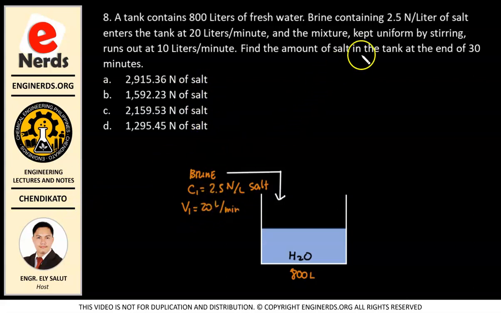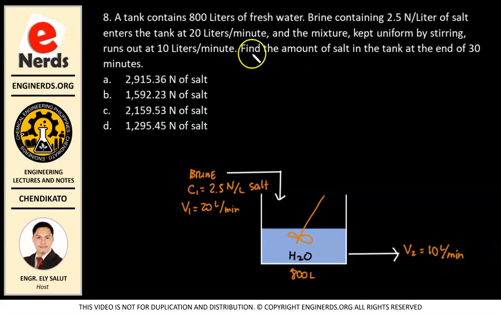And then sabi rin dito that it is kept uniform by stirring. So this is a well-stirred mixture. And it runs out at 10 liters per minute. Okay, so meron tayong another stream here, palabas ng ating tank. And it says that the rate, which is our V2, is 10 liters per minute.